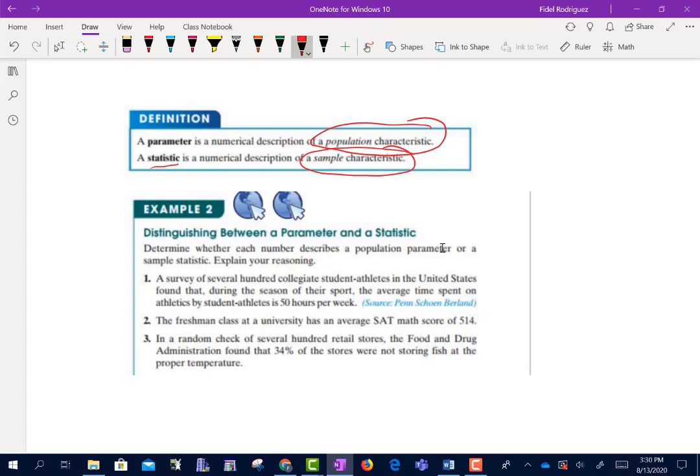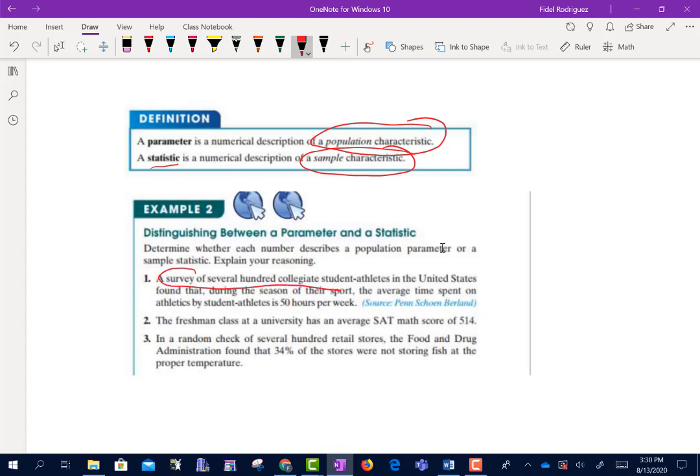So let's take a look here. It says determine whether each number represents a population parameter or a sample statistic. Explain your reasoning. Number one says a survey of several hundred collegiate student athletes in the United States found that during the season of their sport, the average time spent on athletics by student athletes is 50 hours a week.